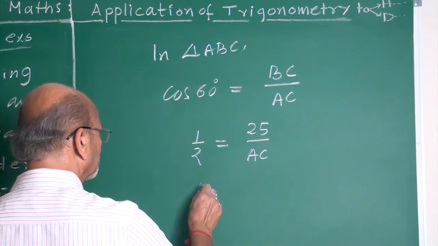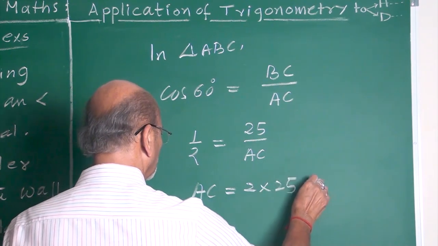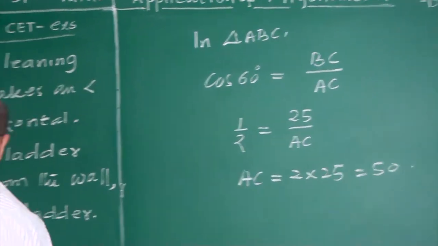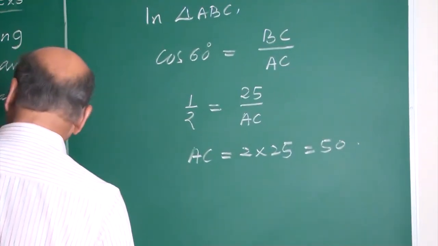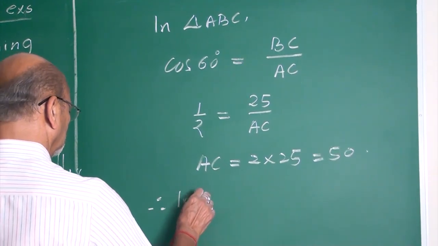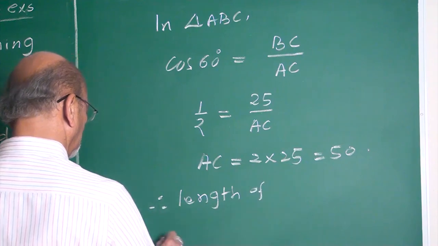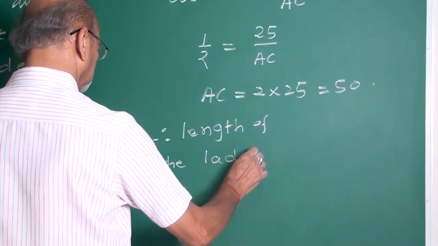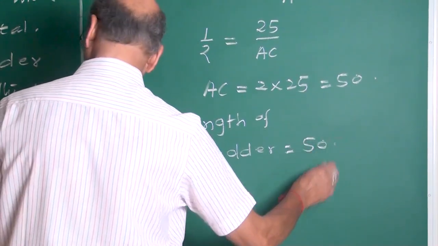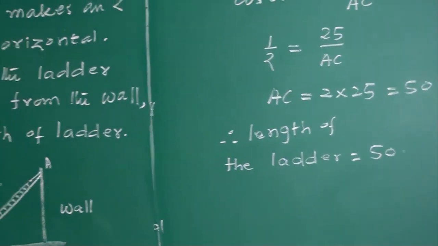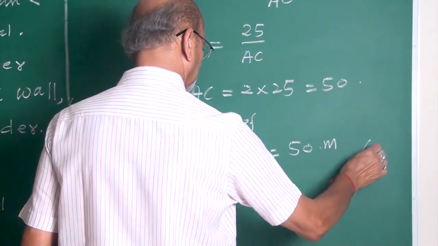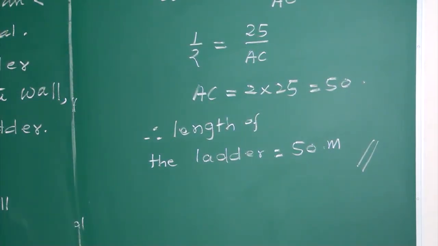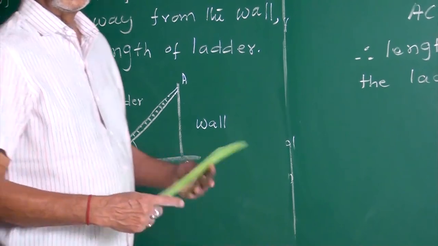So from this, what is AC? AC is 2 into 25. 2 into 25 is what, my friend? 50. But what is AC? This AC itself is your ladder. Therefore, the length of the ladder is 50 meters. Yes, simple. Here, we wanted the hypotenuse. The adjacent side is given. Instead of taking tan or sine, you have to take cos.